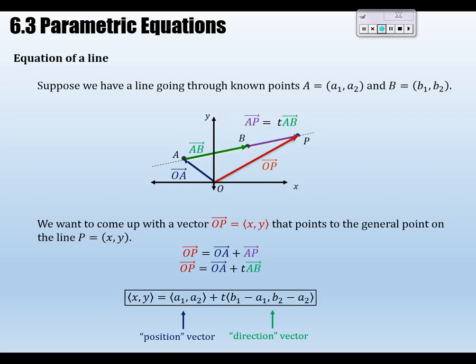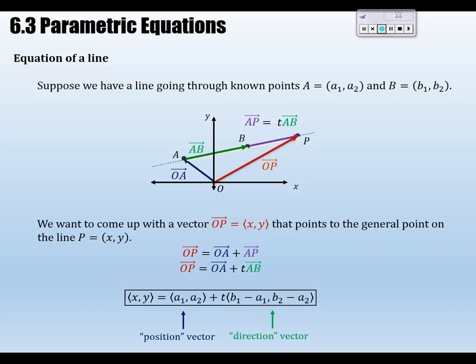What if t is 1? No, I think you said it right the first time. What happens if t is 1? What happens if you add this to just one copy of this? That is OA plus one copy of AB. Where are we? We'll be at B, yeah. We'll have the vector that points to B, the position vector for B, right? So did you catch that? If t is 0, then our vector xy just points to A. And if t is 1, we point to B.